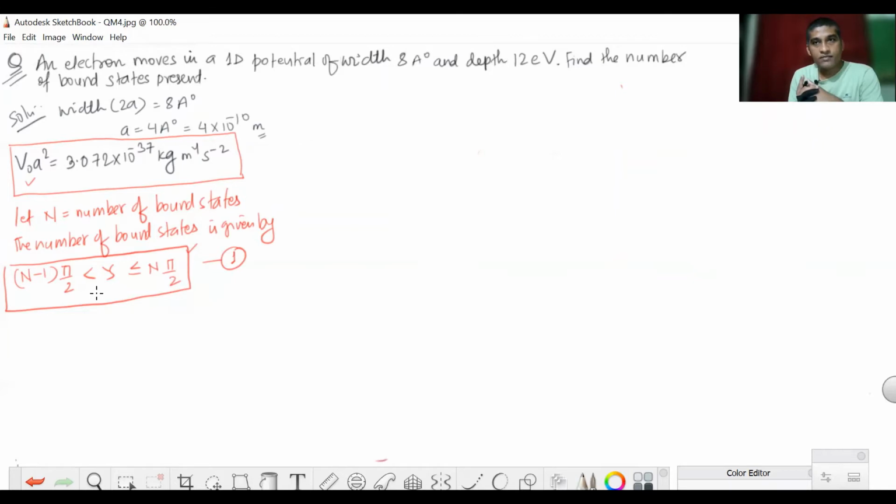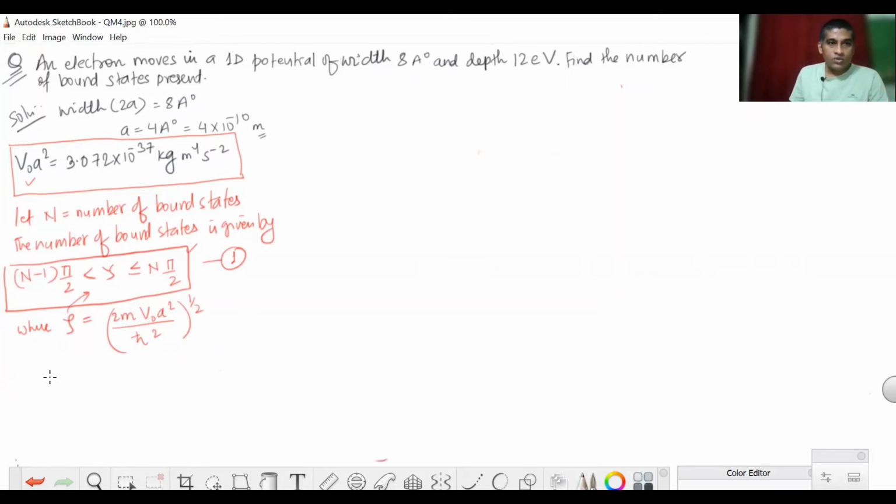I repeat once again, gamma is called the strength parameter of the potential, and it is dimensionless. Now, the value of gamma is, so I'm writing, gamma is (2m V naught a square by h bar square) whole power half, where m is the mass of the particle. Now let us put the value of gamma in this relation and simplify.